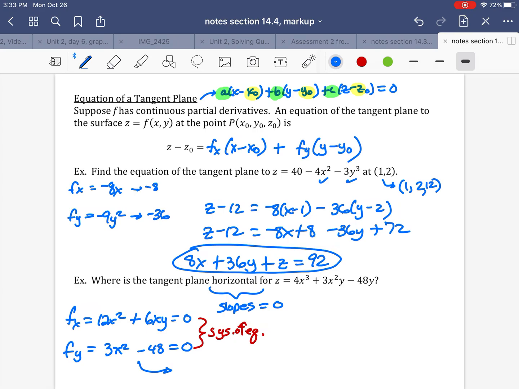If I move the 48 over, I get 3x squared equals 48. Then divide by 3, I get x squared equals 16. And then, of course, x equals plus or minus 4. And so then I plug that into the other equation.